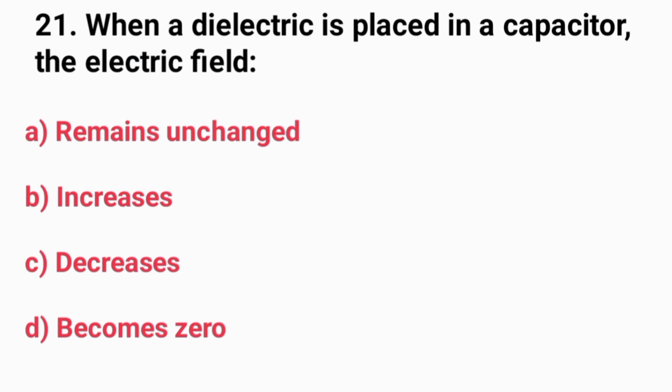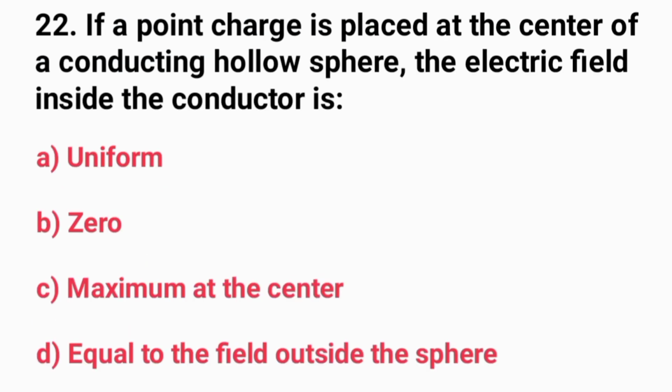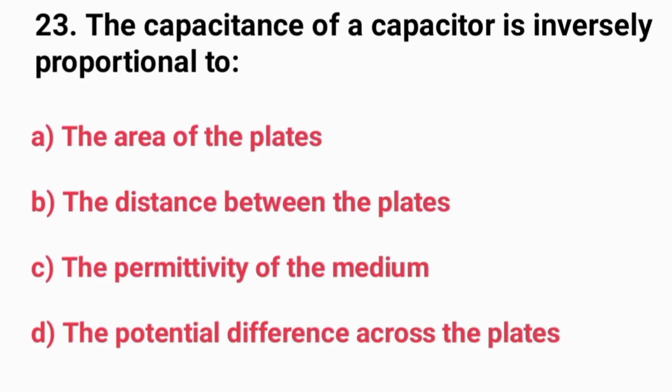Question number 21. When a dielectric is placed in a capacitor, the electric field. The correct answer is option C, decreases. Question number 22. If a point charge is placed at the center of a conducting hollow sphere, the electric field inside the conductor is. The correct answer is option B, 0. Question number 23. The capacitance of a capacitor is inversely proportional to. The correct answer is option B, the distance between the plates.